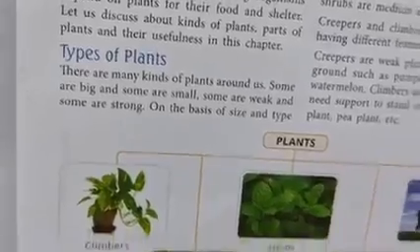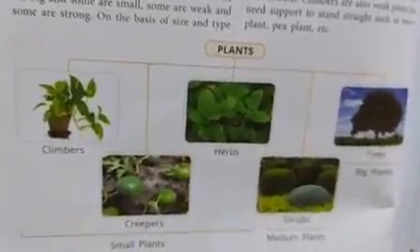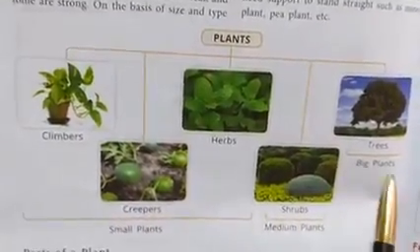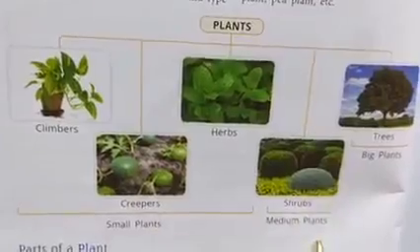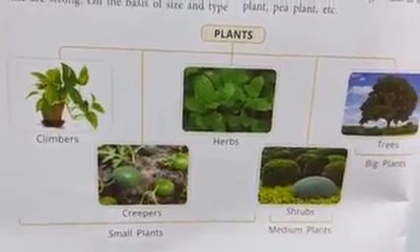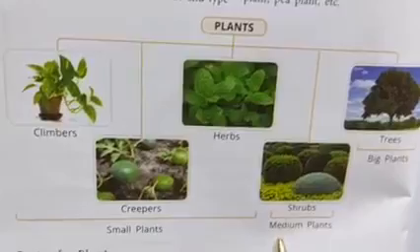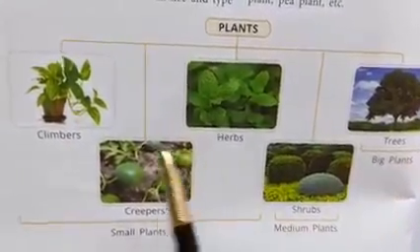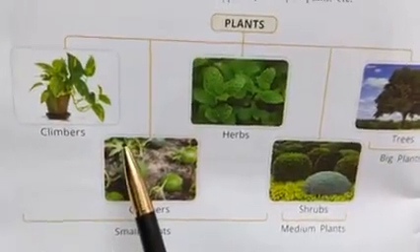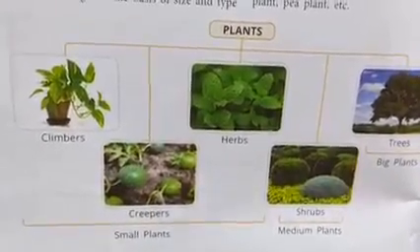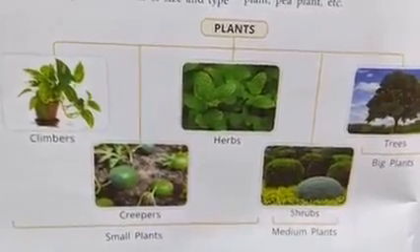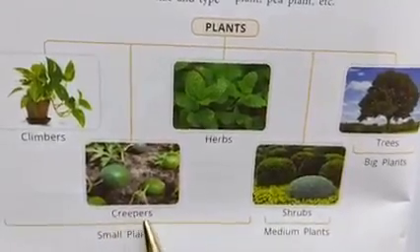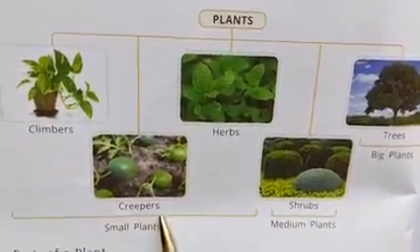Types of plants. Plants are of 5 types: climbers, herbs, trees, creepers and shrubs. Creepers are small plants, shrubs are medium-sized plants, and trees are big plants. Creepers are small, weak plants and they grow along the ground, such as pumpkin, bottle gourd and watermelon.